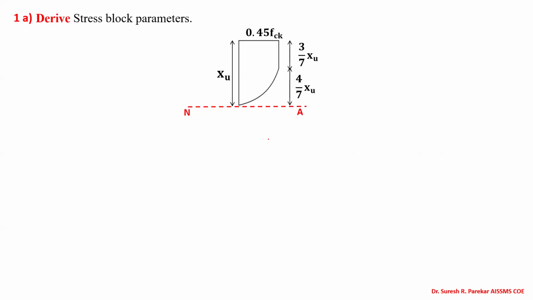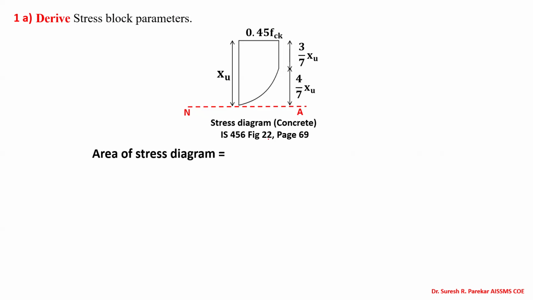Page number, I will just mention the page number of this, that is 69. Then using this diagram, we have to go for stress block parameters. This question was asked for 5 marks. So page 69. We have the area of stress diagram.